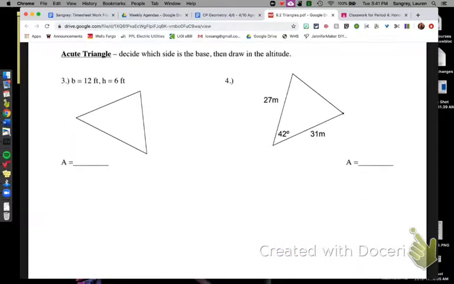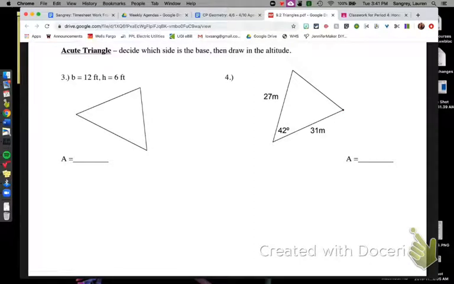Okay, on to the acute triangles. Now, with acute triangles, the most important thing is we have to decide where our base is. And once we determine where our base is, then we draw in the altitude, which is going to be the height. So remember, your altitude is going to be your height.